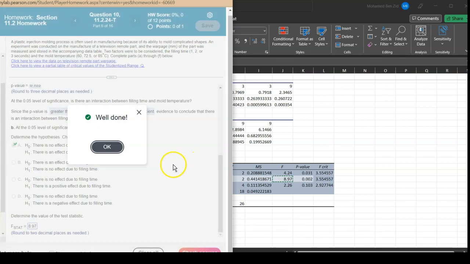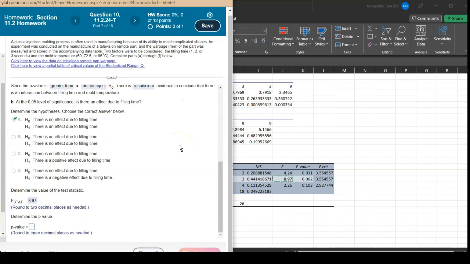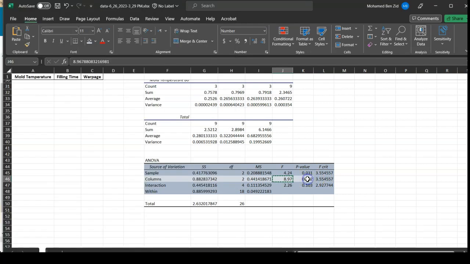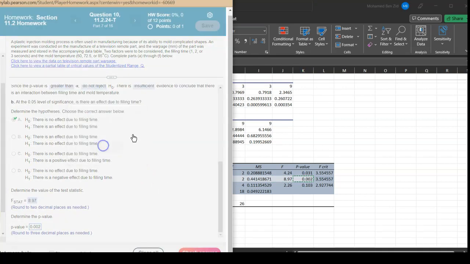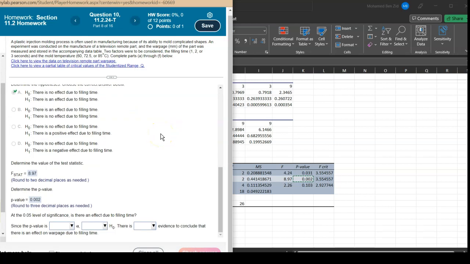8.97. We got it, good. For the p-value, that's the number next to it. That's the p-value there. Copy it again and paste it, and we check it. And that's good as well. All right, right now the conclusion again.